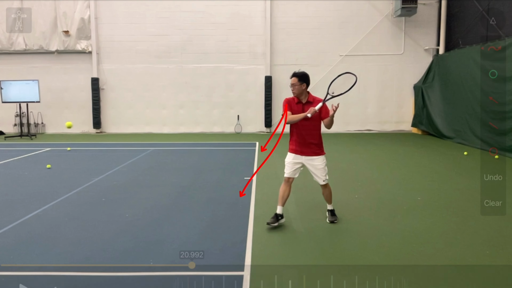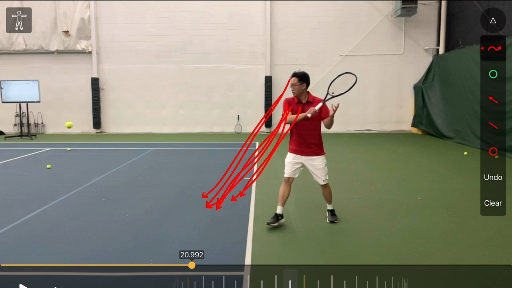What if there's a ton of downward energy through contact and just a little bit of forward energy through contact? Well, what would happen then? The downward part of the swing is what creates the backspin. So if there's a ton of downward energy and almost no forward energy, then what are we going to have?